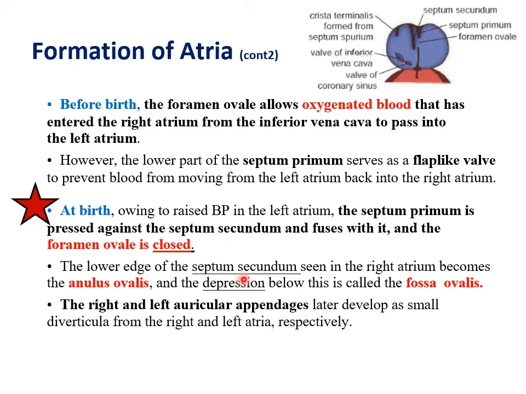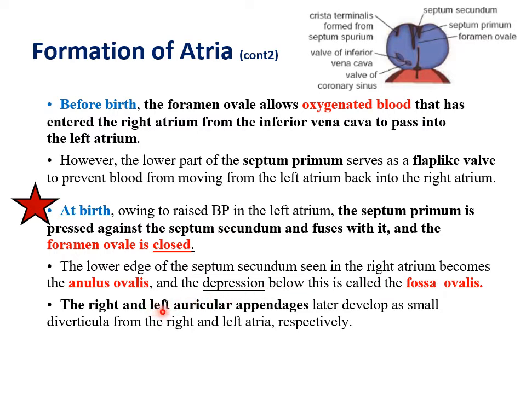The lower edge of the septum secundum, seen in the right atrium, becomes the annulus ovalis. The lower edge of the septum secundum will be the annulus ovalis, and the depression below that is the fossa ovalis. Fossa ovalis is the site of the foramen ovale, just to keep it in mind, as we mentioned regarding our presentations before.